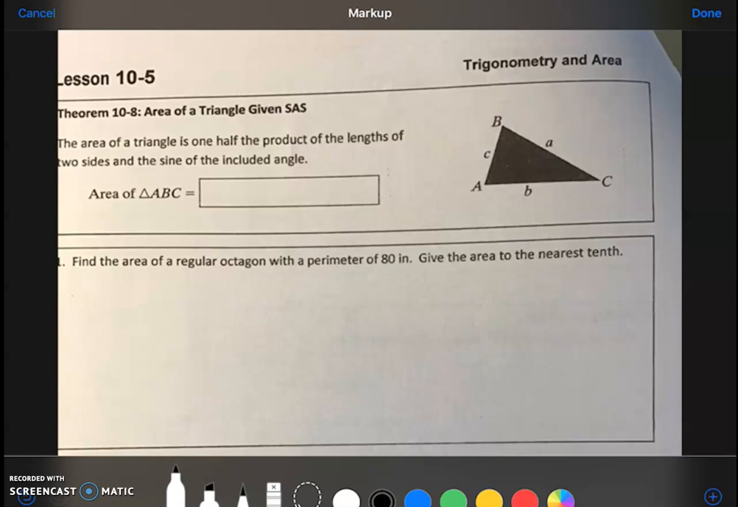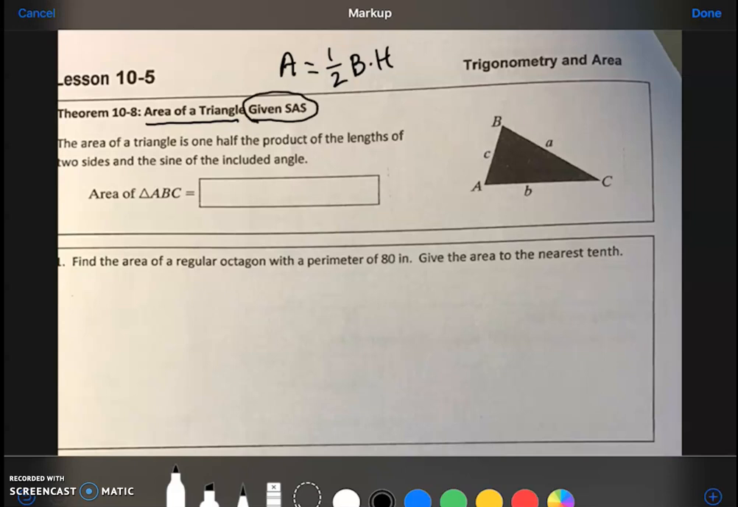Okay, now I'm going to make notes for lesson 10-5. So obviously get out your notes. This is going to be the area of a triangle. The normal area of a triangle, of course, is 1/2 base times height. What you're going to see in this particular section, they're not going to give you the base and the height. So what they're actually going to give you is what we would call side angle side.